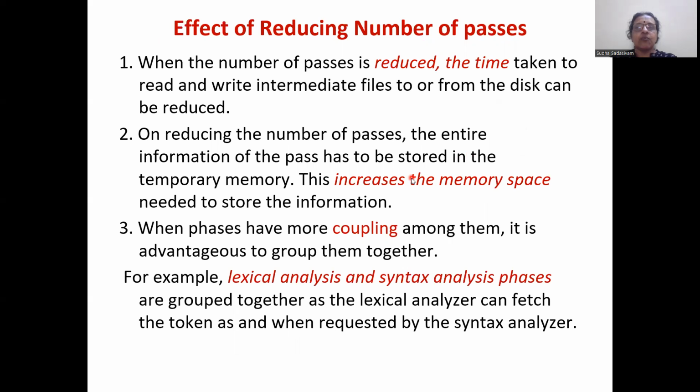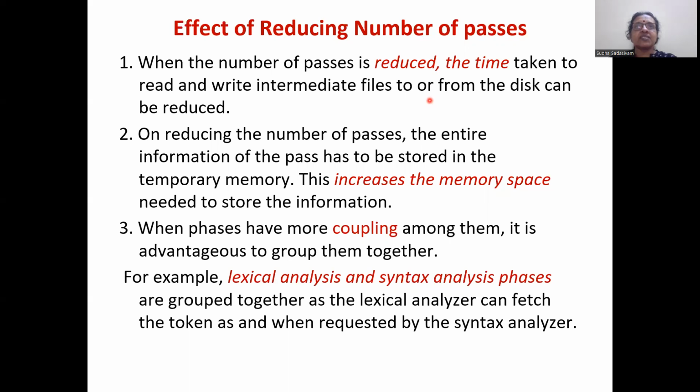Now we will see what is the effect of reducing the number of passes. Basically, a pass is one complete scan of the input source code. So if n number of phases completely scan an input source code and produce another representation of the source code, then it becomes a pass. We will see in this slide what is the effect of reducing the number of passes.